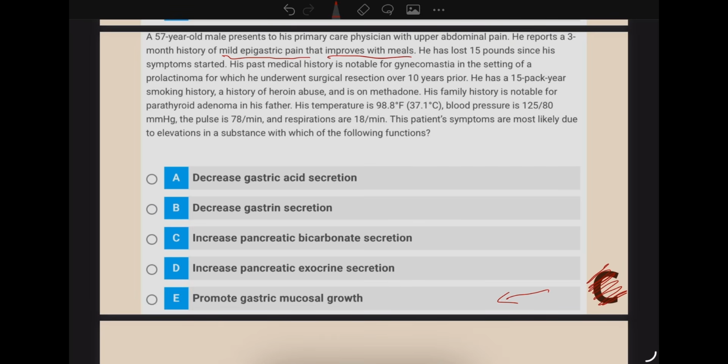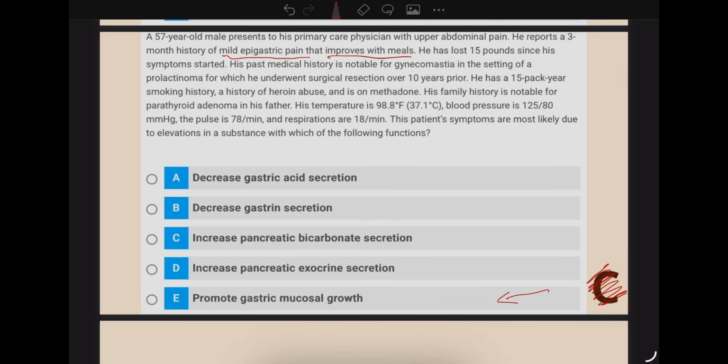What does hydrochloric acid do when you do not have food in the stomach? It eats the stomach itself, so it feels like it's hurting them. But when they eat, the hydrochloric acid, instead of eating the stomach, eats the food. So yeah, this is basically a sign that they have increased gastrin secretion.